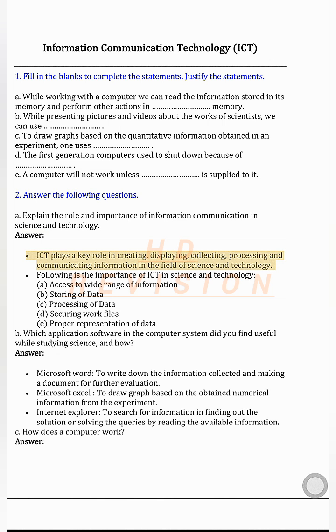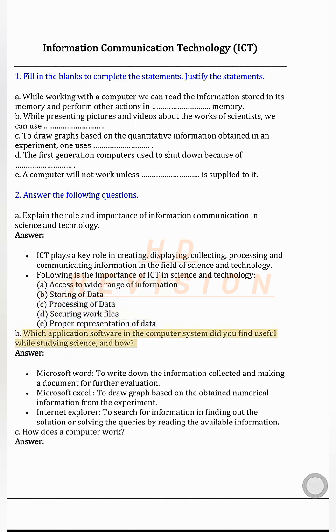Answer. ICT plays a key role in creating, displaying, collecting, processing and communicating information in the field of science and technology. Following is the importance of ICT in science and technology. A. Access to wide range of information. B. Storing of data. C. Processing of data. D. Securing work files. E. Proper representation of data.